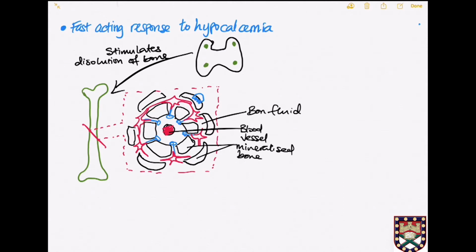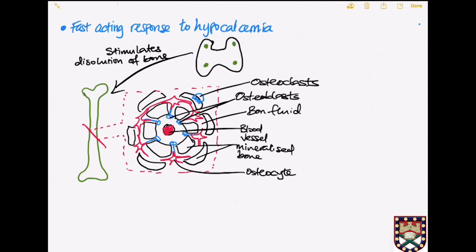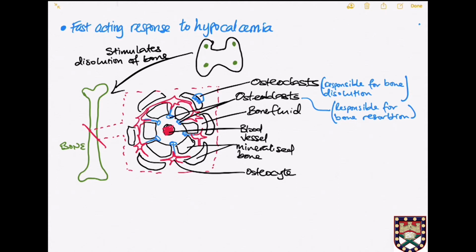Now, the rest of the bone tissue is interspersed with three main types of cells: osteoblasts, osteoclasts, and osteocytes. Osteoblasts and osteoclasts play a significant role in calcium metabolism, where osteoclasts dissolve mineralized bone and osteoblasts crystallize calcium from its soluble form into mineralized bone.